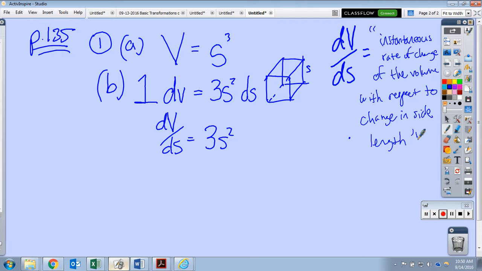That's how we can think of this dV/ds: the instantaneous rate of change of the volume with respect to change in side length. D is like instantaneous change.